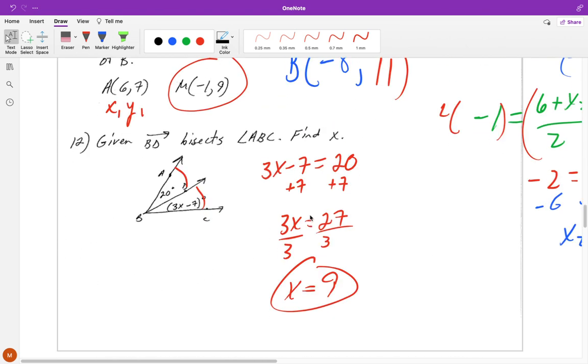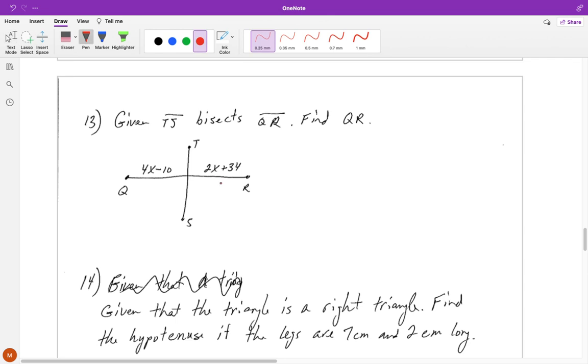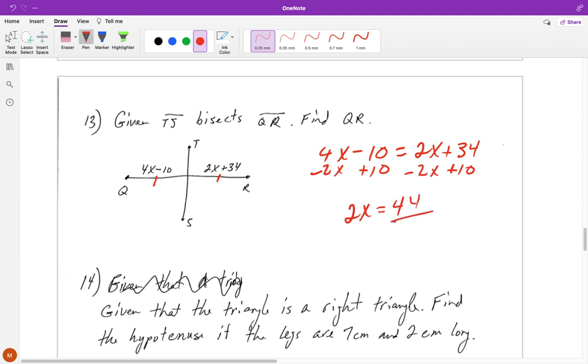And we know whether something is bisected as an angle or as a segment, it's the same thing. They're equal. So I can set 4x minus 10 equal to 2x plus 34. So I'll subtract the 2x. I'll add over the 10. So 2x is then equal to 44. Divide by 2. X is then equal to 22.